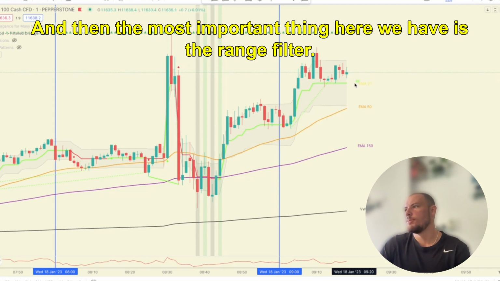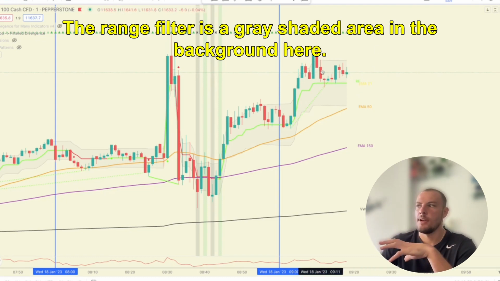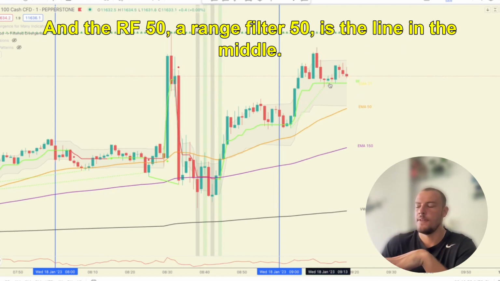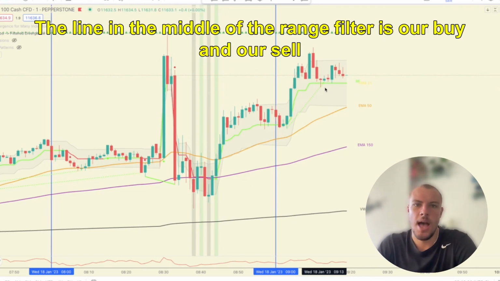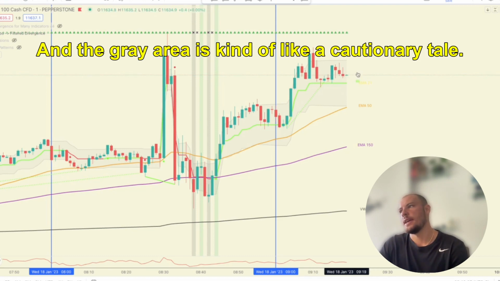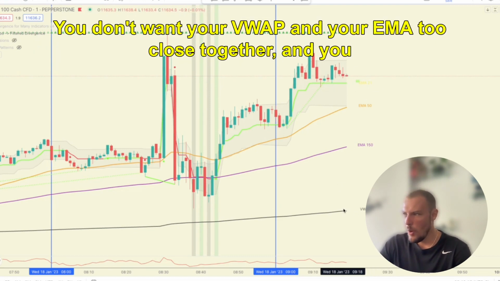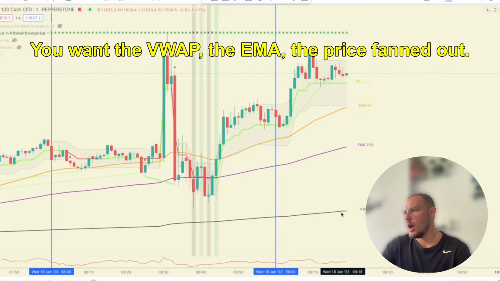And then the most important thing here is the range filter. The range filter is a gray shaded area in the background, and the RF50, or range filter 50, is the line in the middle. The line in the middle of the range filter is our buy and our sell signal, all right? And the gray area is kind of like a cautionary tale. You don't want your VWAP and your EMA too close together, and you don't want them in the gray area. What you want is exactly what you're seeing now. You want the VWAP, the EMA, and the price fanned out.